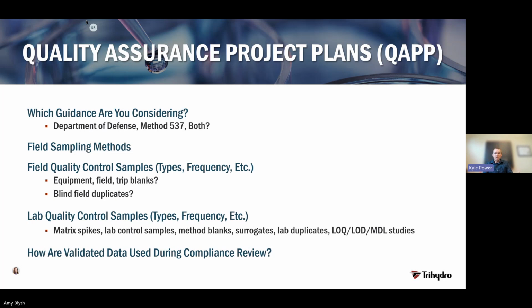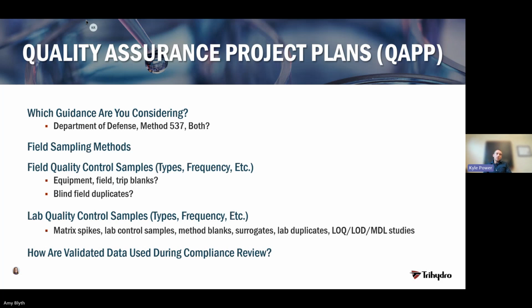Other things to consider: field sampling methods. Jennifer and Ken went through a lot about the contamination aspect, and so what things can you do in the field? I've heard anything from you can't wear makeup, you have to wear a full suit, you can't eat lunch, you can't do this, can't do that. And so establishing how you're going to sample your water or soil or whatever on your site is very important. It's a good thing to have in your QAPP document.